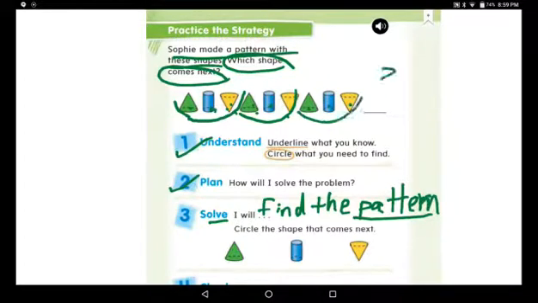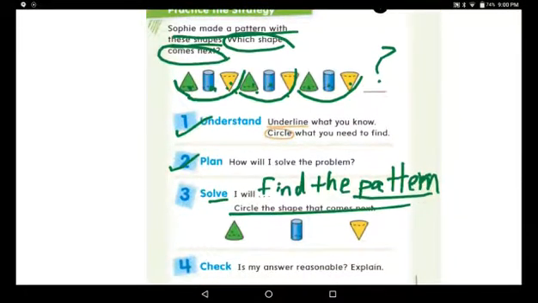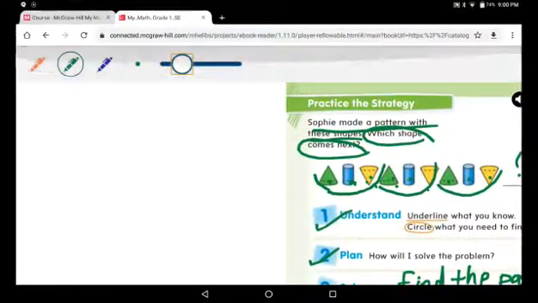Now if I want to make the fourth one, what should I draw here? Circle the shape that comes next. Green, blue, yellow. So I will always start with the green and always I will end with the yellow. Where do we put the cylinder? In the middle. Let's see. Here I'm done with the yellow. I should repeat from the beginning. So what should I choose? I will choose the one that I should start with, which is the green cone.